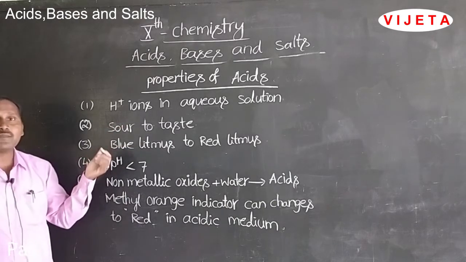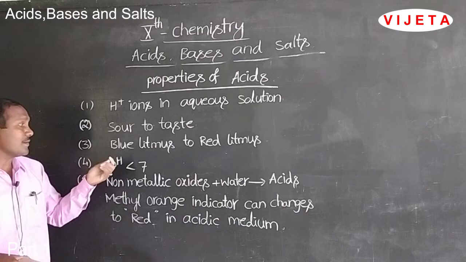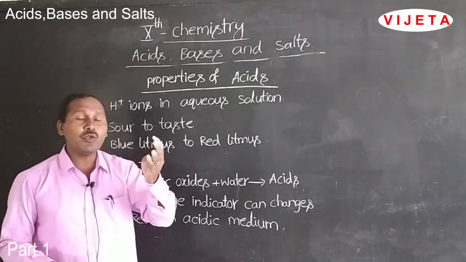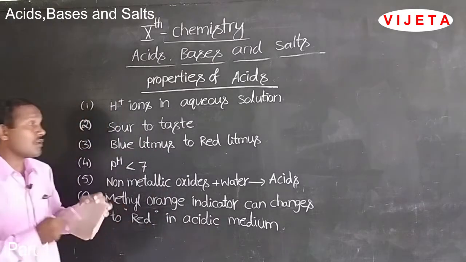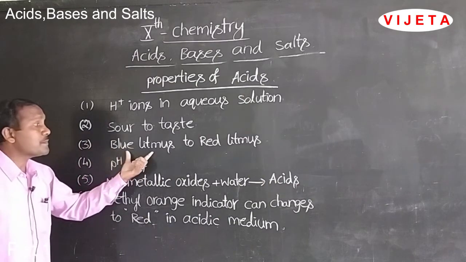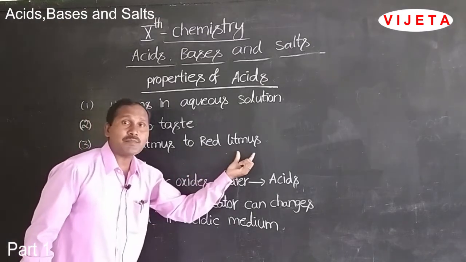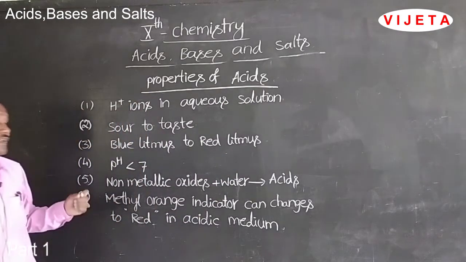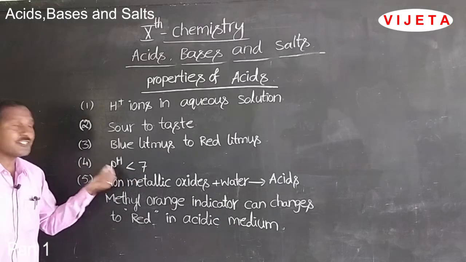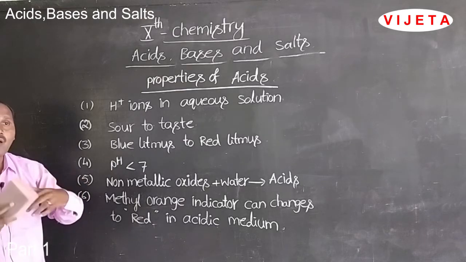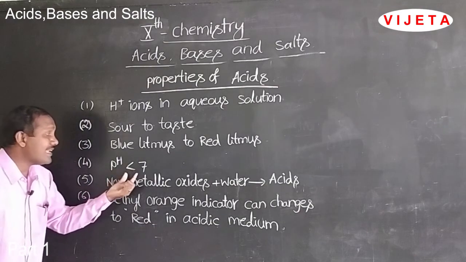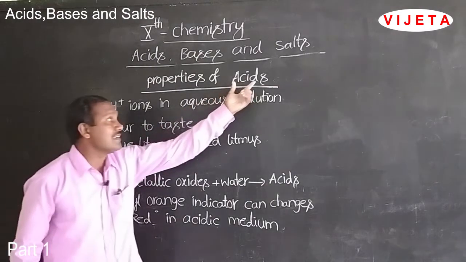Next is the litmus test. Here you have blue litmus paper and red litmus paper. So how can you identify whether it is an acid or a base? An acid turns blue litmus paper red. So that is an acid. Next is the pH value. In pH values you identify whether it is an acid or base. Here a pH value less than 7 indicates an acid.